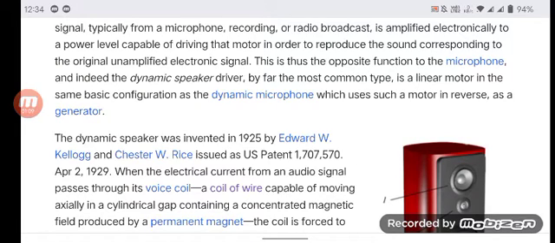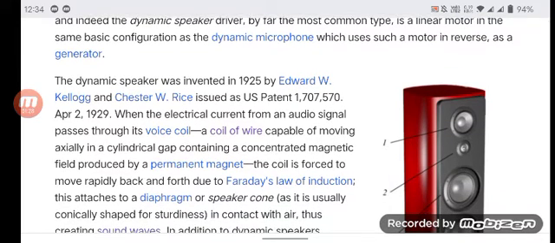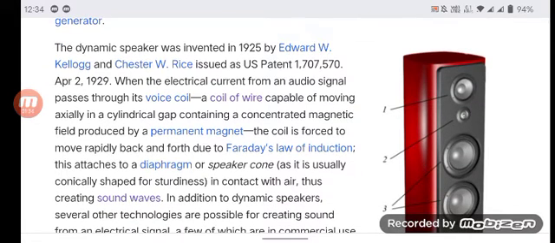This is thus the opposite function to the microphone, and indeed the dynamic speaker driver, by far the most common type, is a linear motor in the same basic configuration as the dynamic microphone, which uses such a motor in reverse as a generator. The dynamic speaker was invented in 1925 by Edward W. Kellogg and Chester W. Rice.